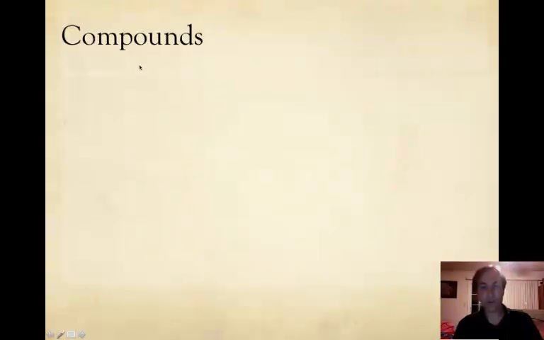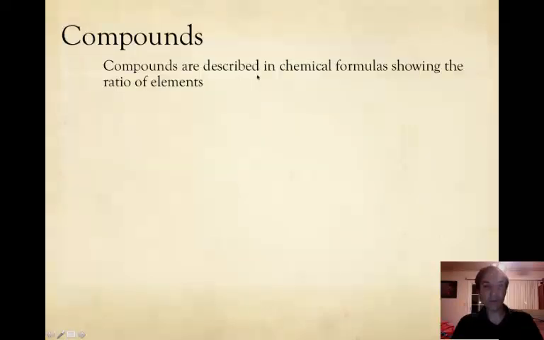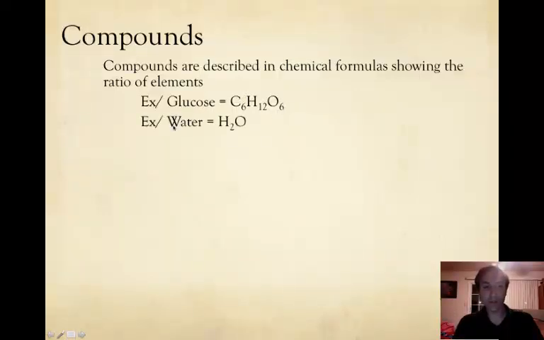Compounds, on the other hand, the other category of pure substances that we're talking about today, are described in chemical formulas showing the ratio of elements. Remember, compounds are 2 or more elements combined. So for example, we have glucose. Glucose is made up of 6 carbons, 12 hydrogens, and 6 oxygens. Water is another example of a compound made up of 2 hydrogens and 1 oxygen. A third example would be table salt, also known as sodium chloride. It's made up of 1 sodium and 1 chlorine.